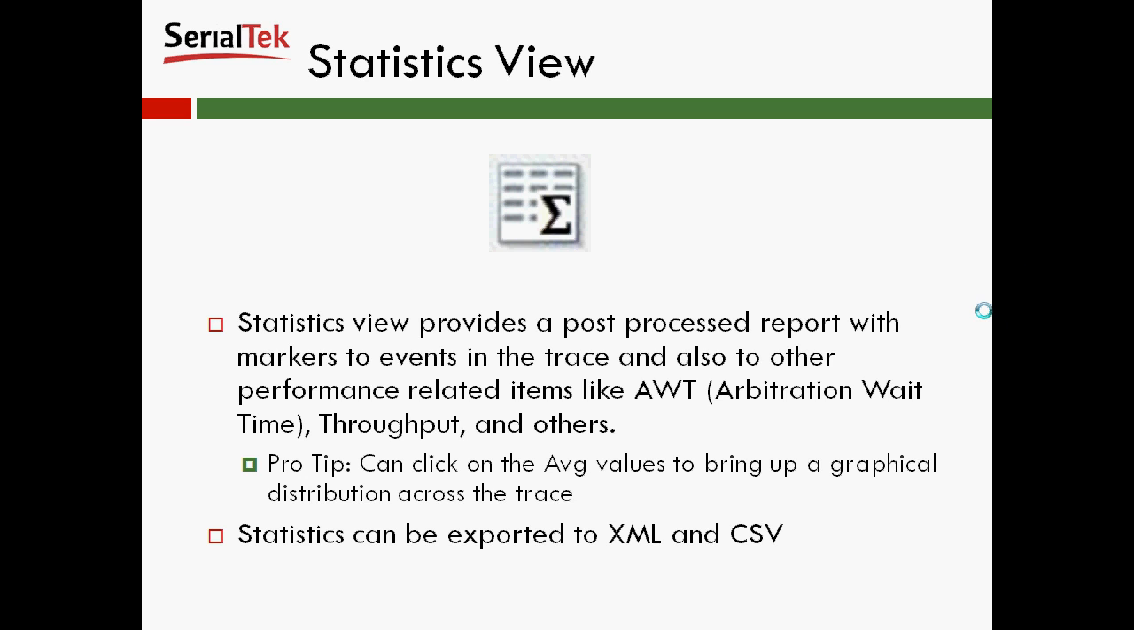It'll give you a report with markers to events in the trace and also to performance-related items like arbitration, wait time, throughput, and others. As a pro tip, one of the newest features of the software is that you can click on the average values to bring up a graphical distribution across the trace. Also to note is that statistics can be exported to XML and CSV.